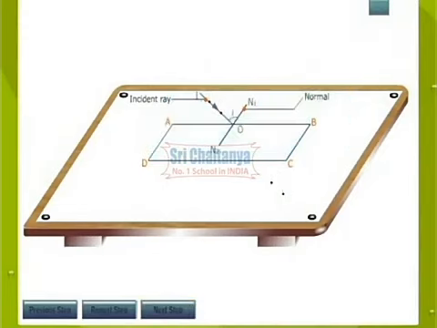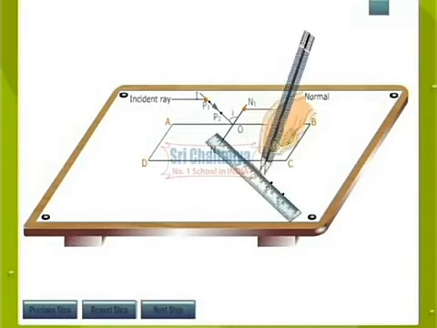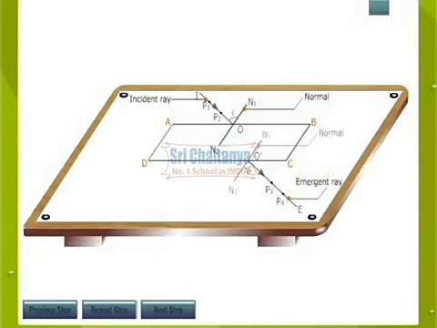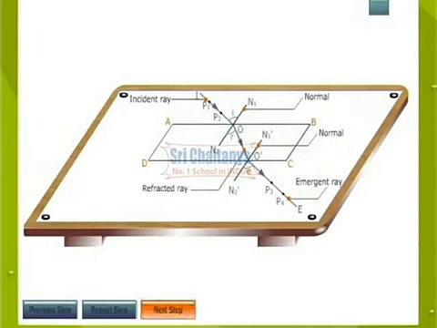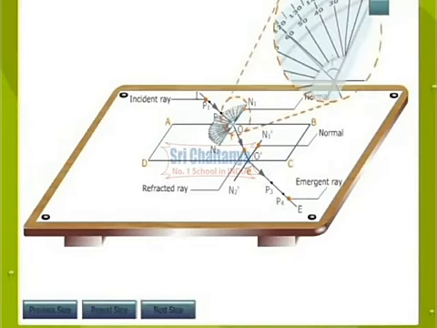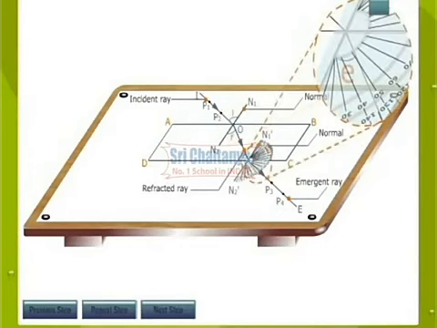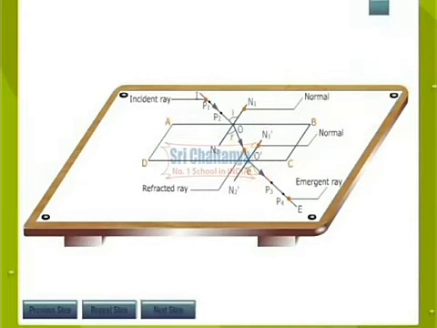Remove the glass slab and the pins. Mark the pin points P1, P2, P3 and P4. Join P3, P4 to represent the emergent ray O'(E). Join OO'. OO' is the refracted ray. Measure the angle of incidence, angle of refraction, and angle of emergence. Angle of incidence is greater than the angle of refraction, and the angle of incidence is equal to the angle of emergence.